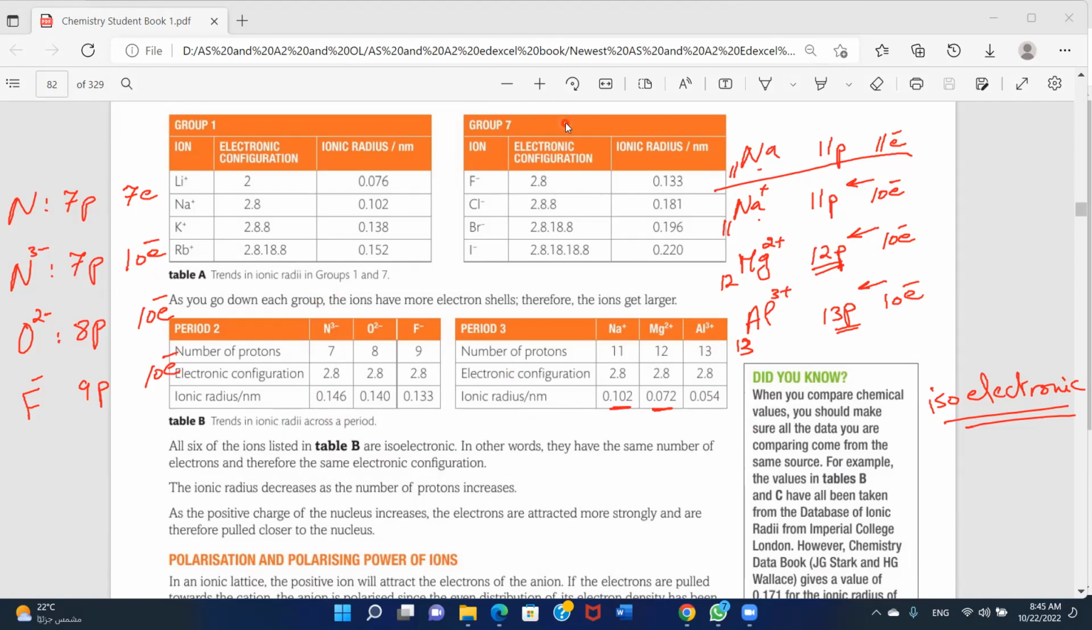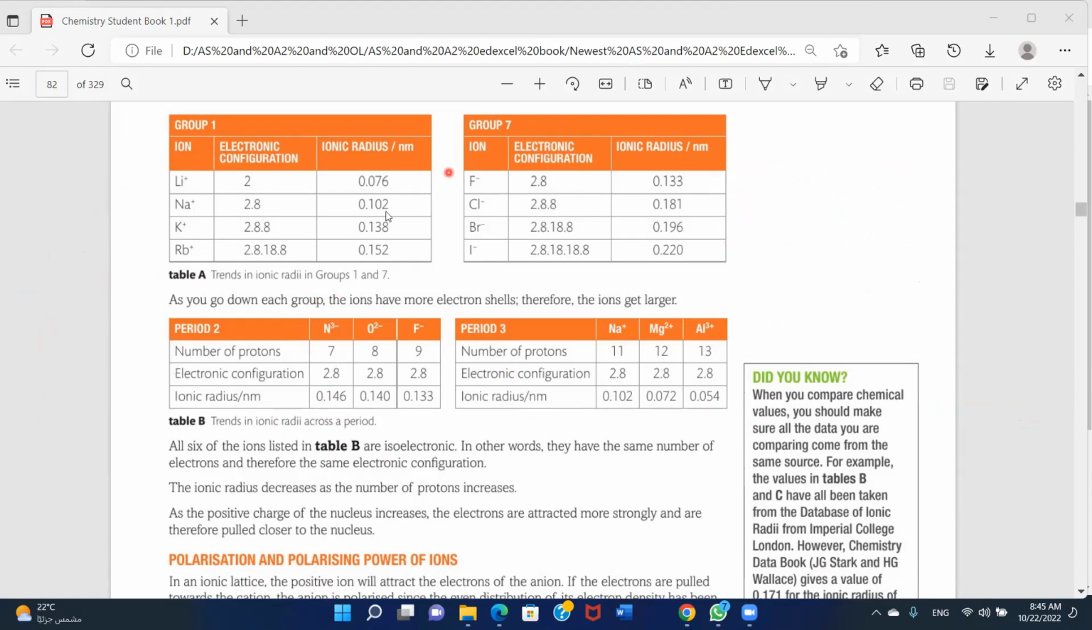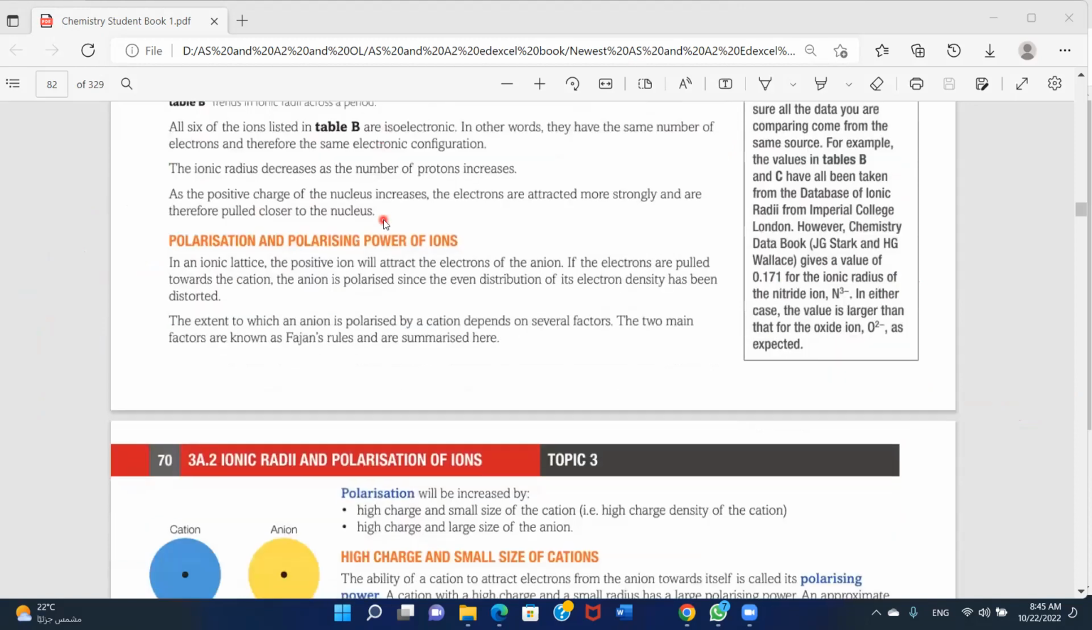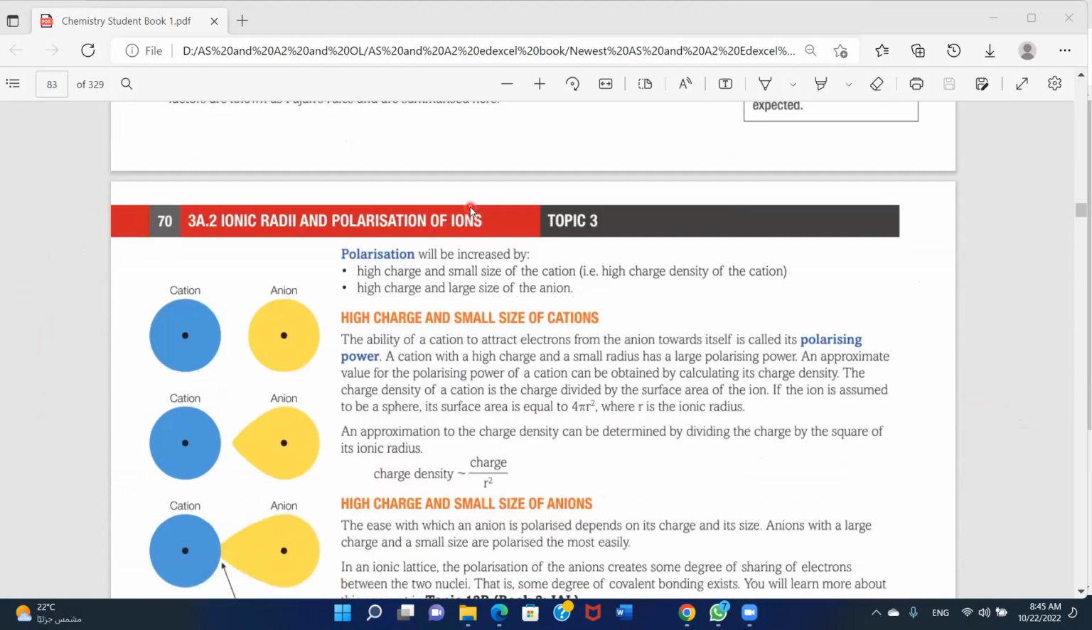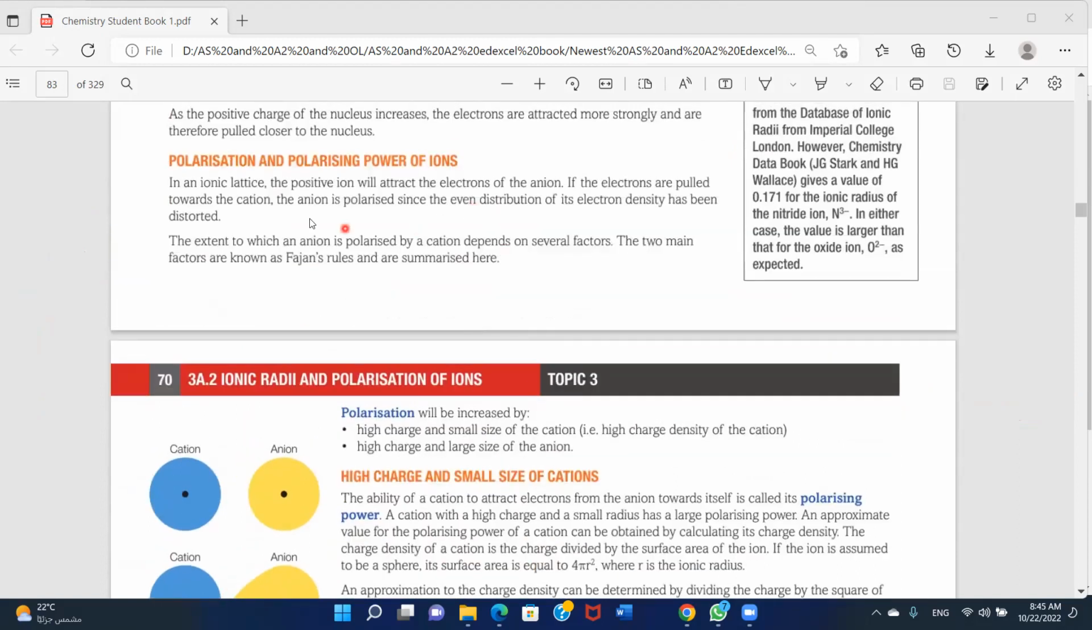Okay, now we come to an important thing, which is called polarization and polarizing power. Now, we are talking about ionic compounds, and we said that the attraction force between the positive and negative ions depend on the sizes and depend on the charge. But now we are going to talk about something else, which is called polarization and polarizing power. And it's a very important topic. I didn't say that it's hard.